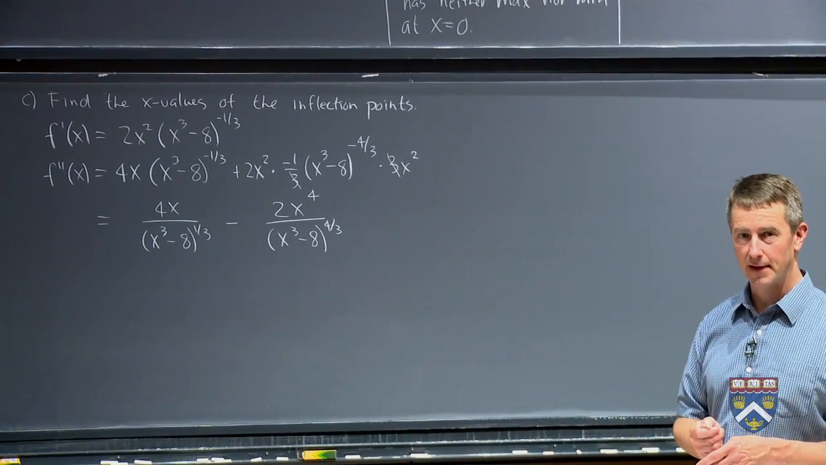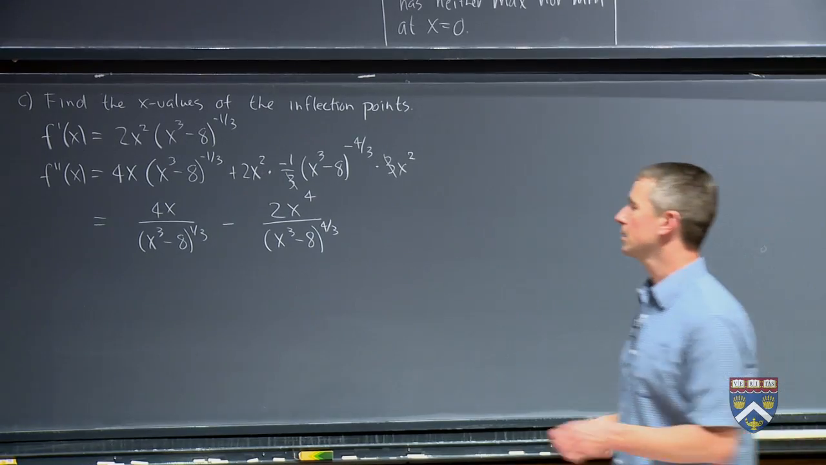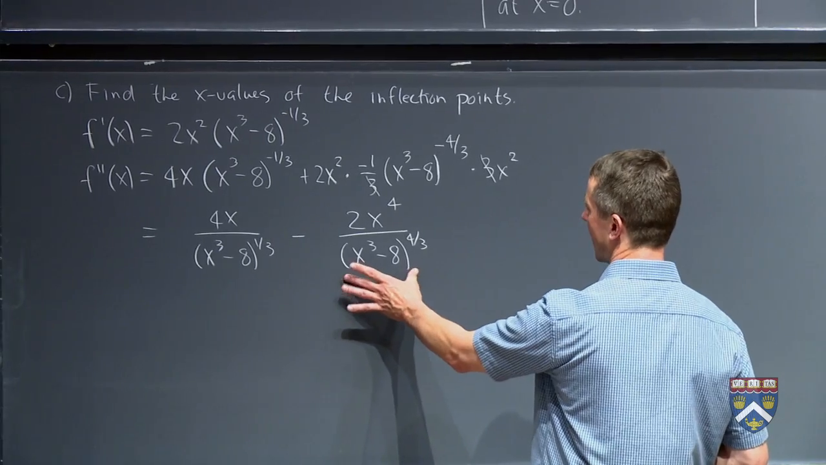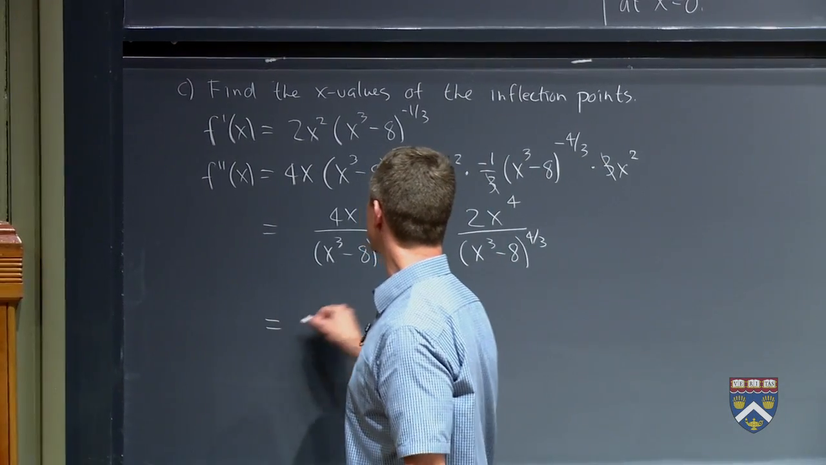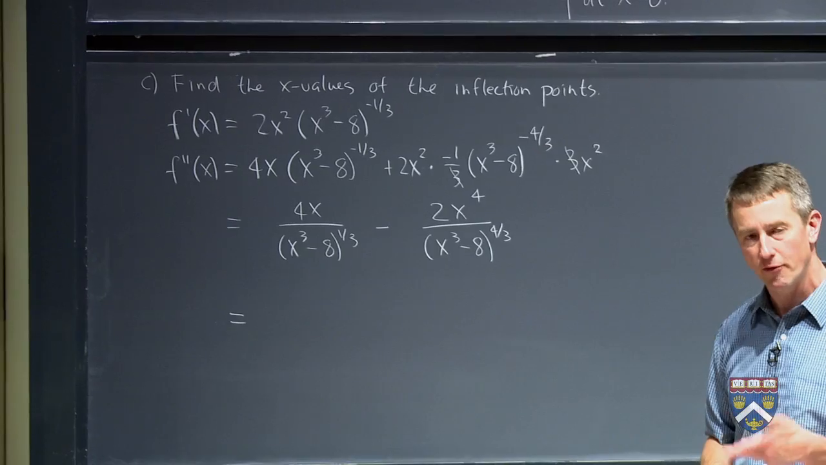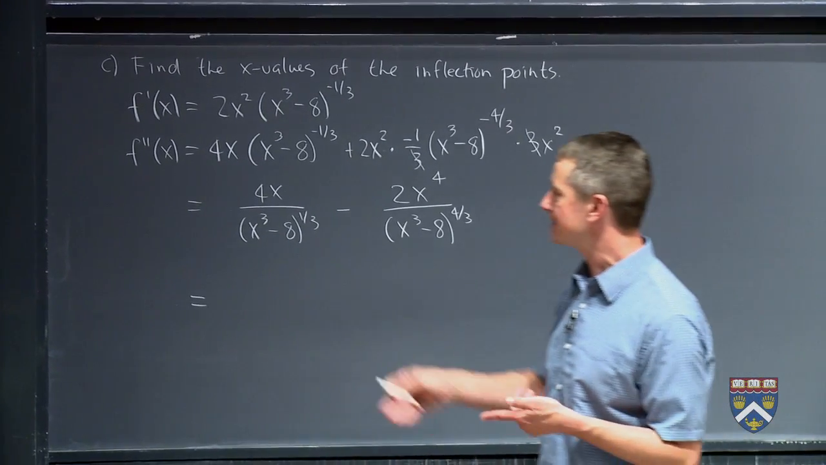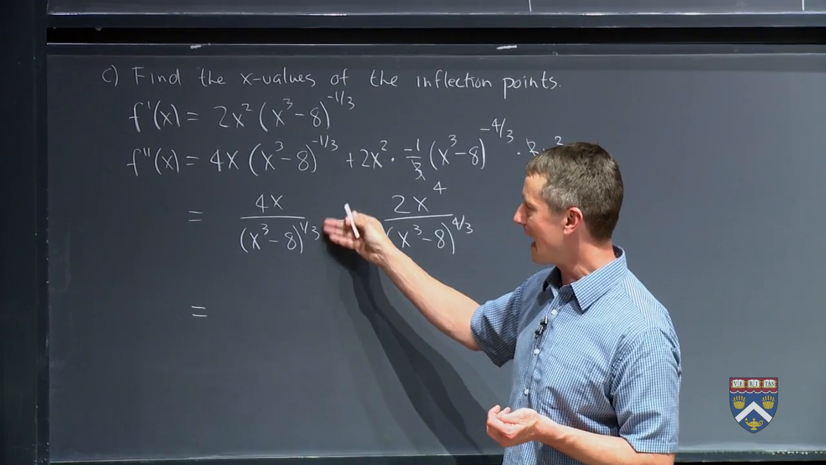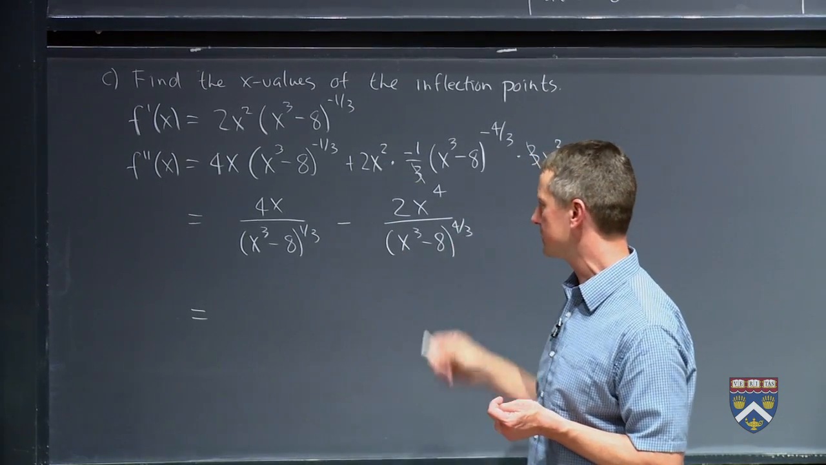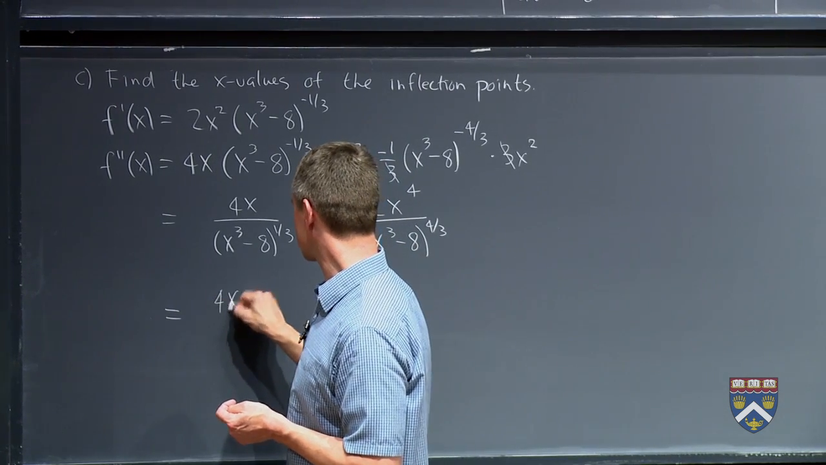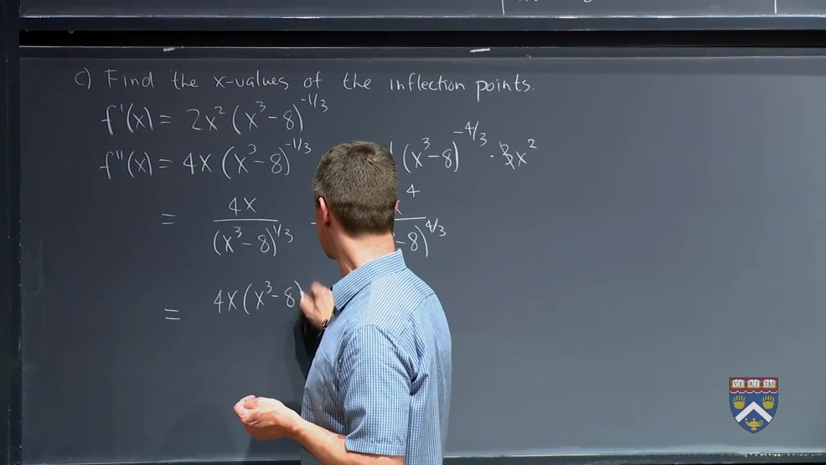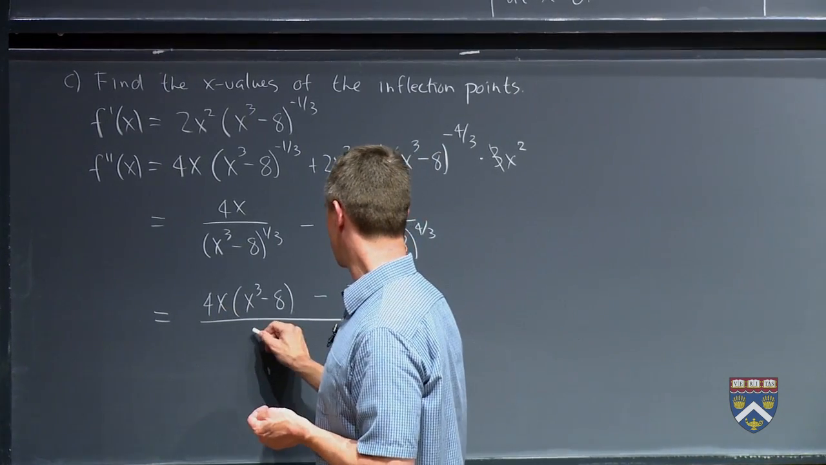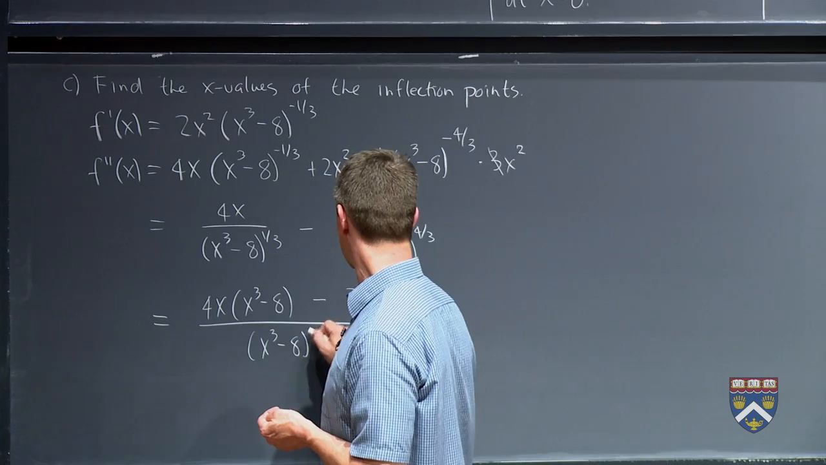I've got one fraction minus another fraction. What do we need to make that happen? Common denominator. This is to the 4/3 power. This is the same thing to the 1/3 power. So the common denominator actually is this, meaning we want to multiply this by x cubed minus 8 over x cubed minus 8. Because x cubed minus 8 is x cubed minus 8 to the first power. And when I multiply by x cubed minus 8 to the first power, I add 1 to this. 1/3 plus 1 is 4/3. So we're going to get 4x times x cubed minus 8 to the first power minus this other numerator all over x cubed minus 8 to the 4/3 power.